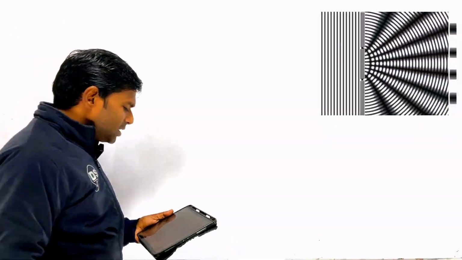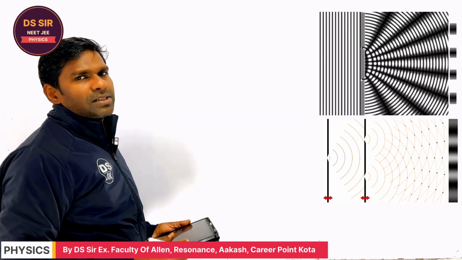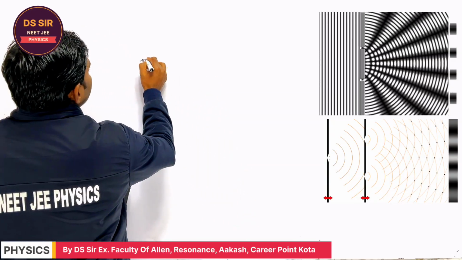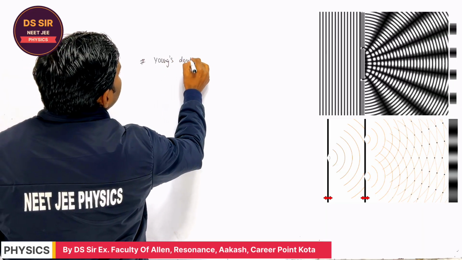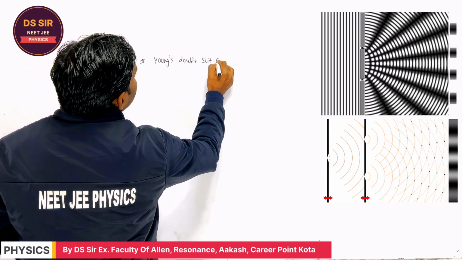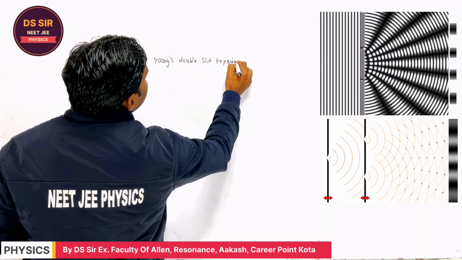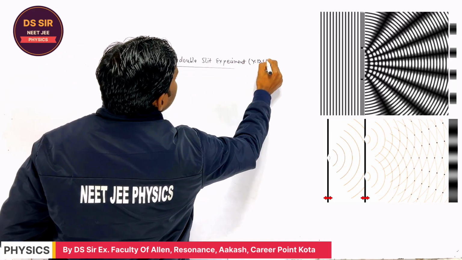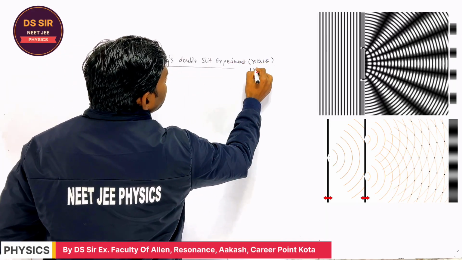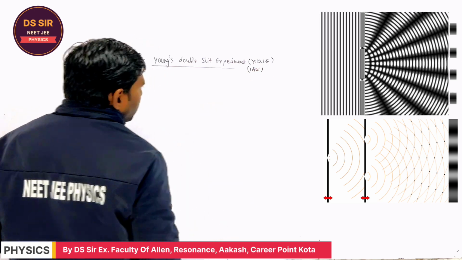So in today's lecture, we are going to discuss the Young double slit experiment. What is the Young double slit experiment, YDSE? It was performed in the year 1801.